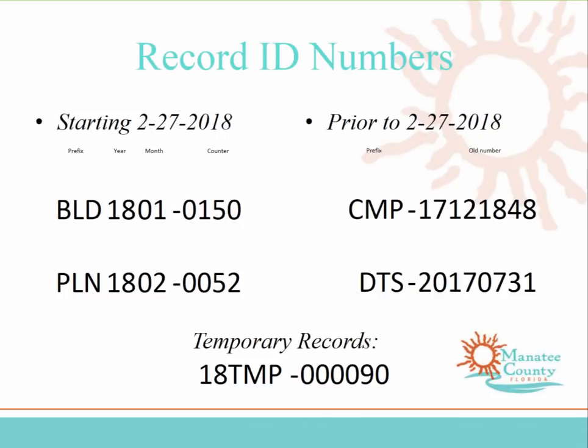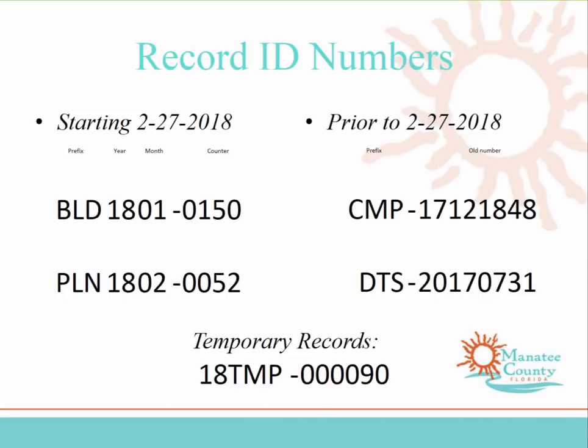Now, what about records or applications and permits from prior to February 27th? Well, anything that's active in our system right now is being converted, and it's being converted using the same application number or permit number that you had originally. But in the new online services system, if it is a permit, it will start with CMP and a dash. If it is a planning and zoning application, it'll start with a DTS and a dash, but the number you've used before will still be the same.